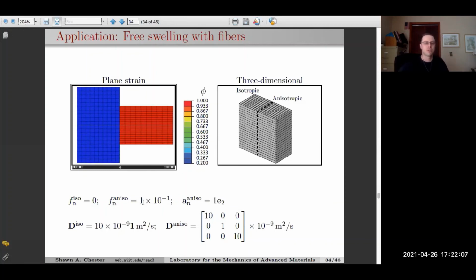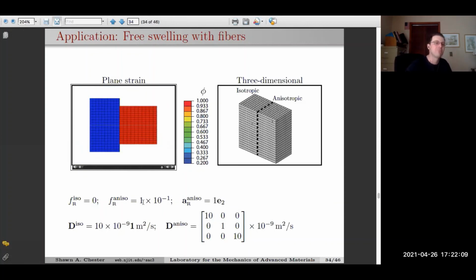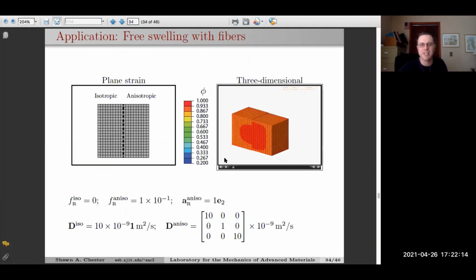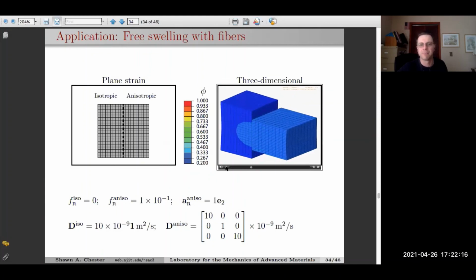And it does what you expect it to do. And then we change the temperature so it shrinks a little bit from deswelling. And the 3D does the same thing. It's essentially the same picture. Change the temperature, and it also deswells.